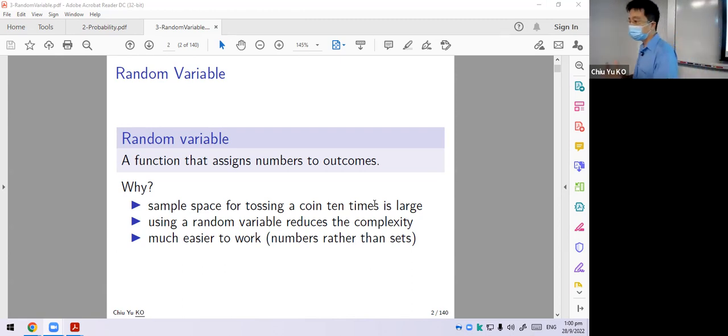Because when things become numbers, we can talk about mean, median, right? We can talk about variance, kurtosis, skewness, right? And if this is categorical ordinal data, you cannot talk too much.